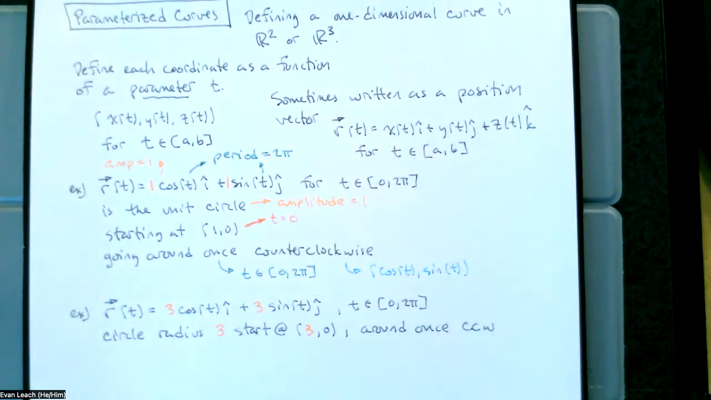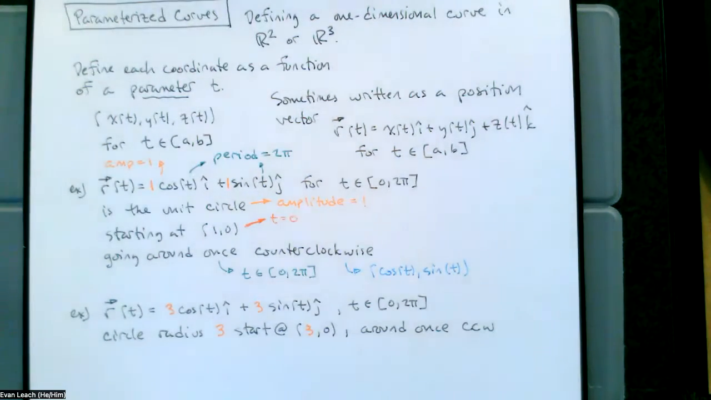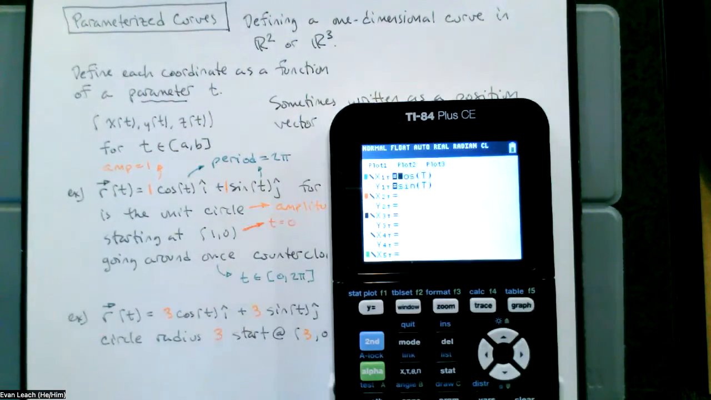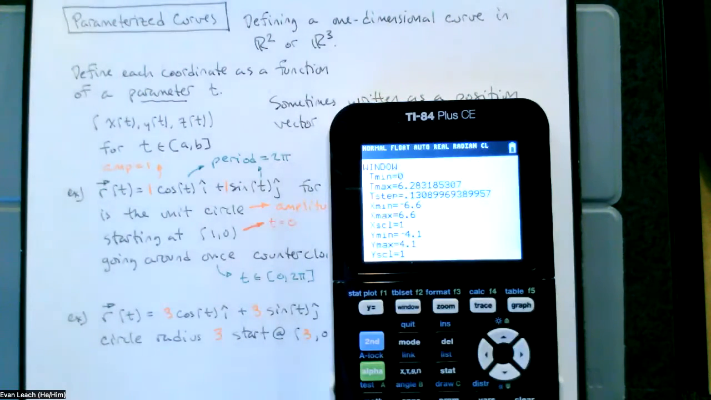I just changed the amplitude of my sine and my cosine, but I didn't change anything else, so all the other stuff stayed the same. So if we have my cosine of t and sine of t, and I set my window up for t to go from 0 to 2 pi, the t step is just how often it's plugging in values of t. We get our circle of radius 1.